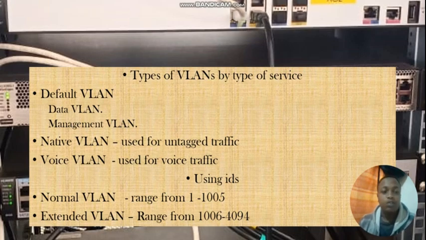And we have what we call the native VLAN, and this is used for untagged traffic. So in case untagged traffic, or traffic that has not been identified through its VLAN, gets into the wire, then the native VLAN is supposed to take care of that.